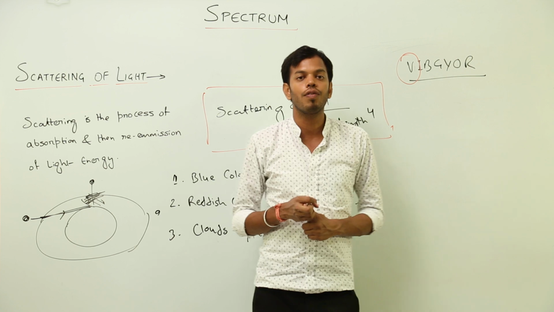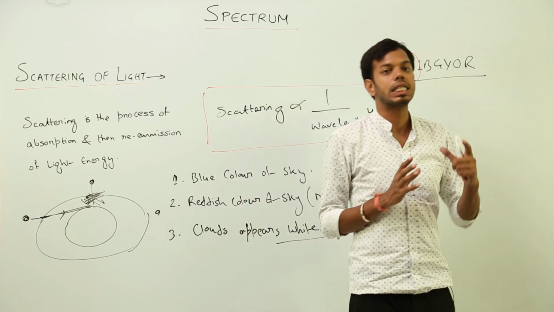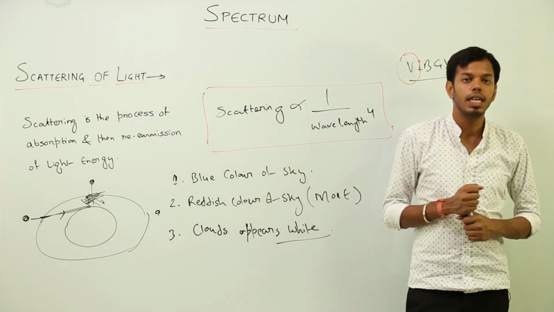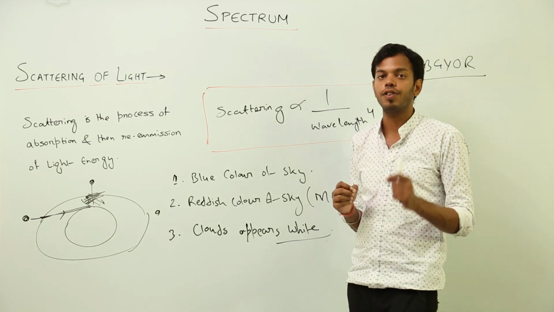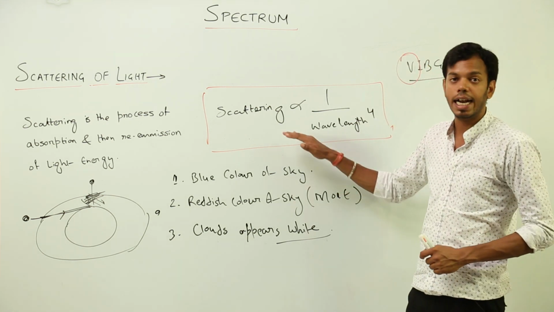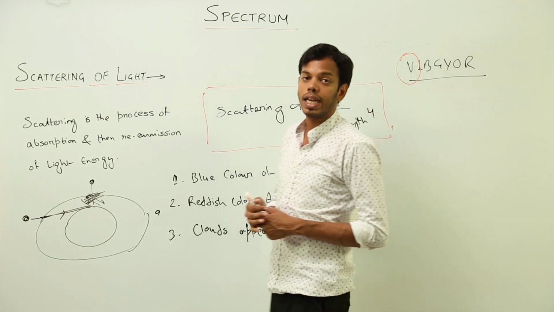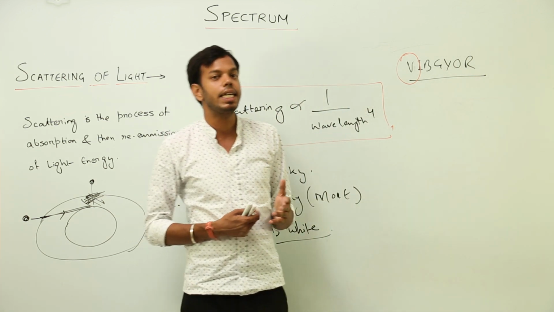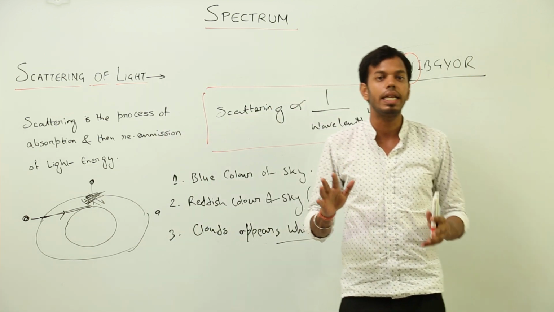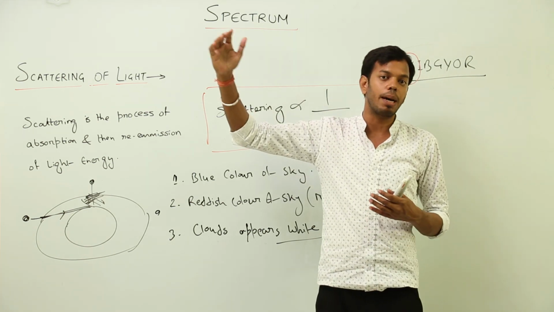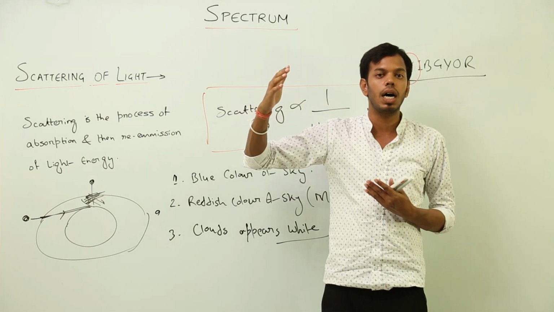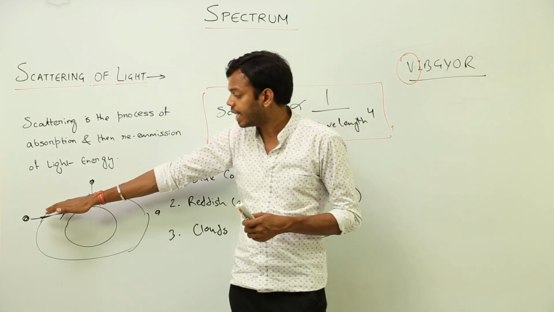Now some students often confuse this scattering with the twinkling of stars. See, twinkling of stars is a phenomenon which is not associated with scattering of light. That is because twinkling of stars is basically not a fact. Stars do not twinkle, but the light which is coming from such a far distance, like from a star, enters Earth, and Earth has different layers.